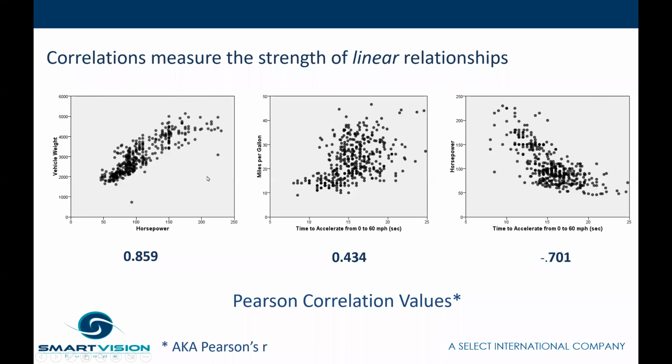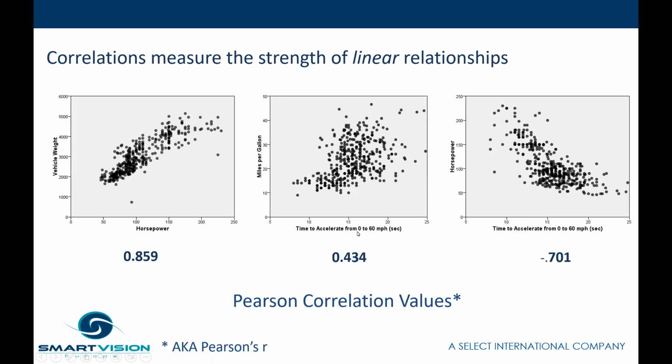And if we wanted to describe this in a single value, we could use a Pearson correlation value. The Pearson correlation value runs from -1 to +1. And the closer it is to those extremes, the stronger the relationship between the two variables. So here we're saying there's a really strong linear relationship between horsepower and vehicle weight, because this is quite close to +1. It's 0.859.